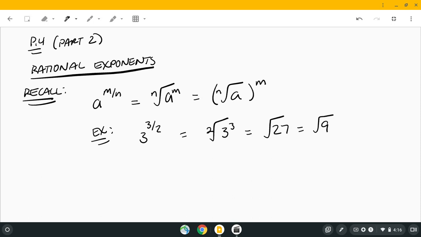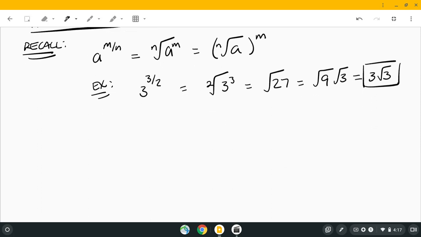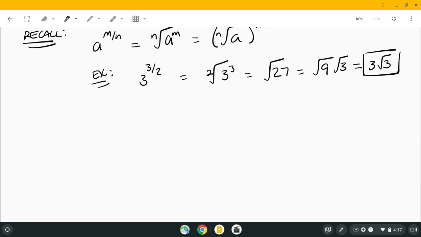Okay, I can break this up. And the square root of 9 is 3. Square root of 3 is some decimal number. Okay. All right, so go ahead and try these. See if you can simplify these. Again, that bottom number in the denominator represents the radical that you're going to be using. Okay, so try these 3 problems.